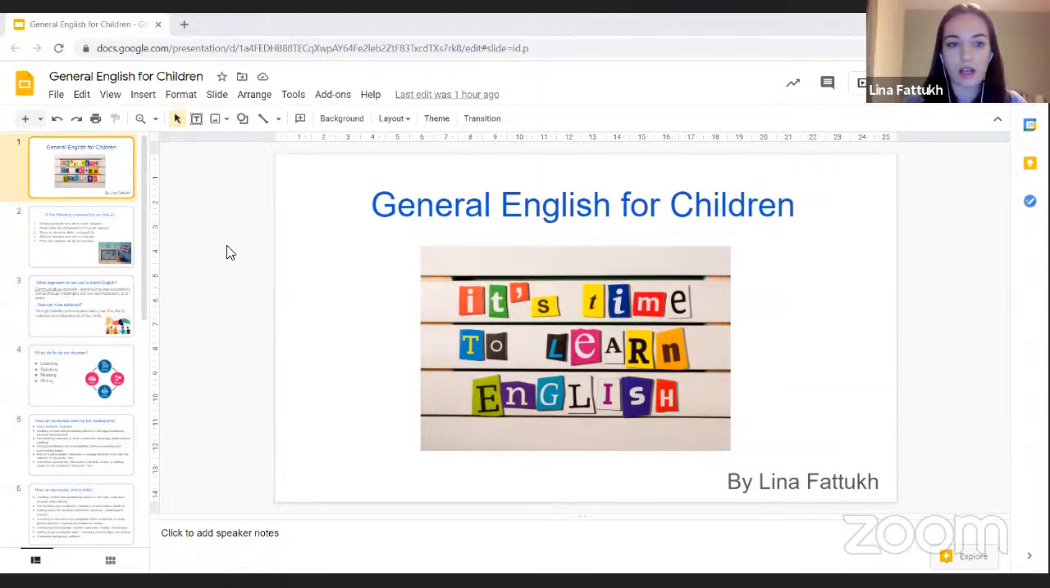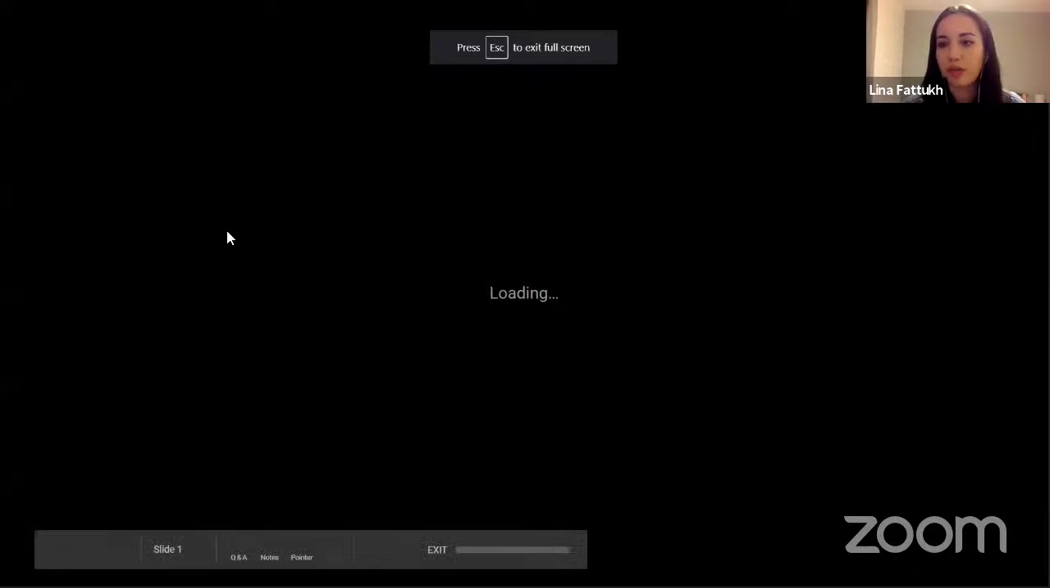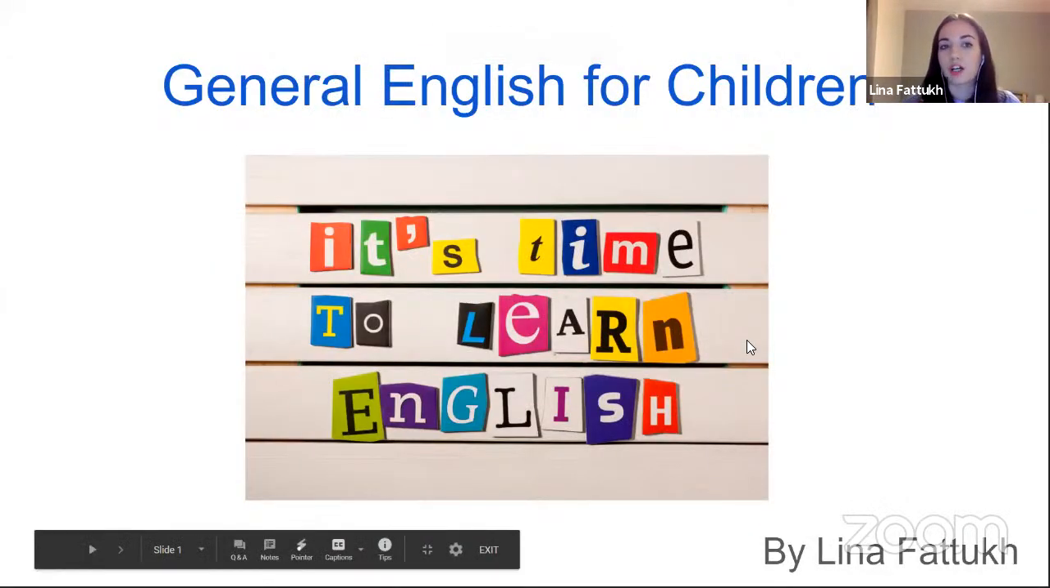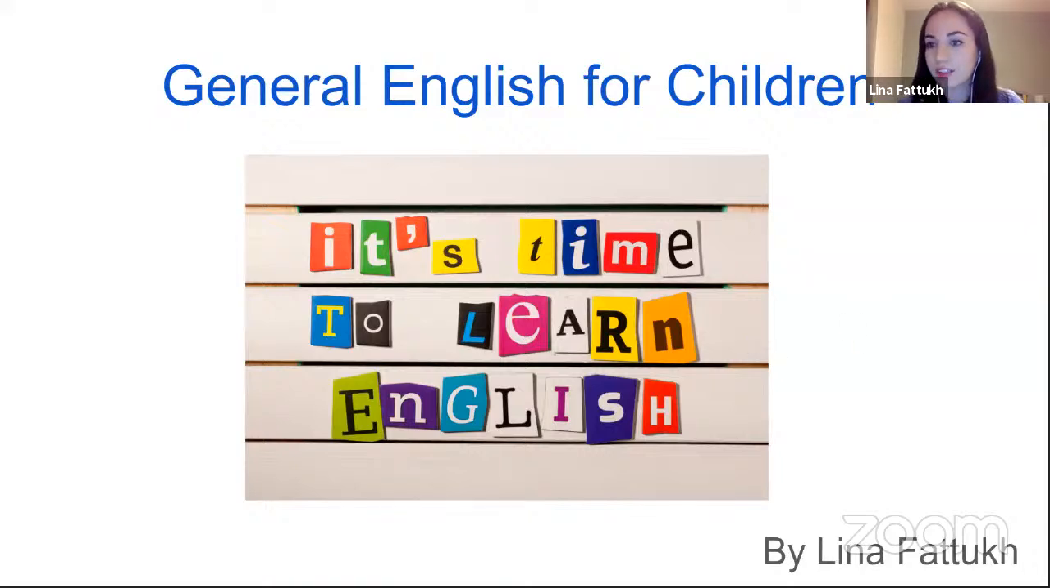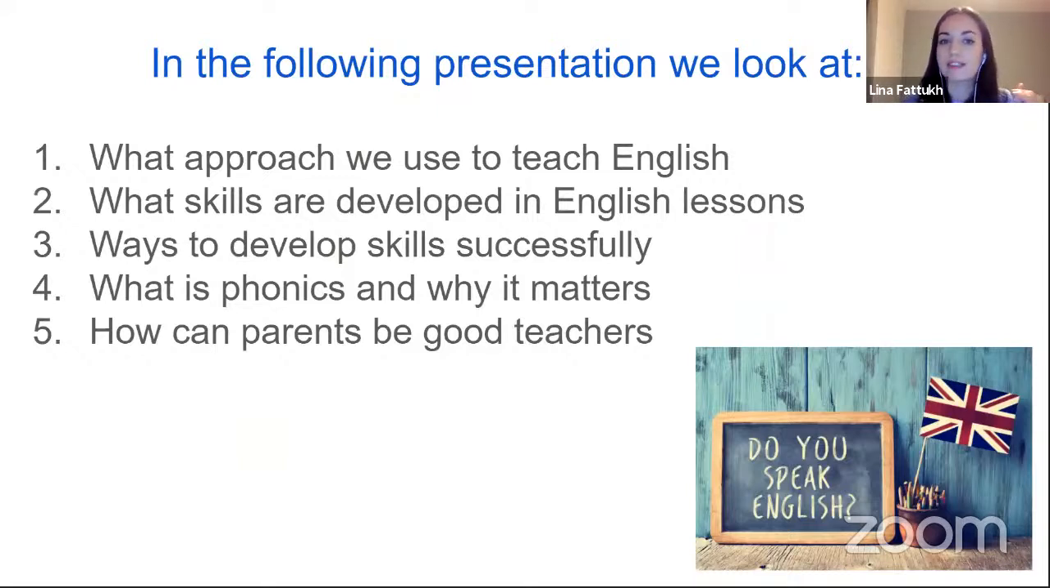And I will talk you through some slides. We'll be talking about general English for children. We'll look at the following things. What is the best approach to use while teaching English? What skills do we develop in English lessons? How can we develop those skills successfully? We'll look at phonics and why it's important. And finally, we'll talk a little bit about how parents can help their children and be good English teachers.